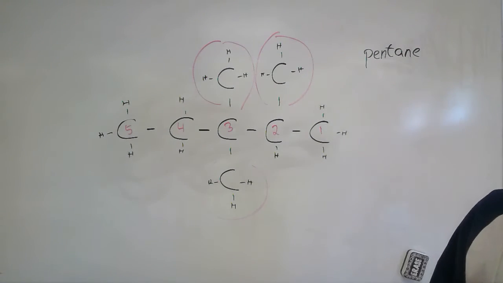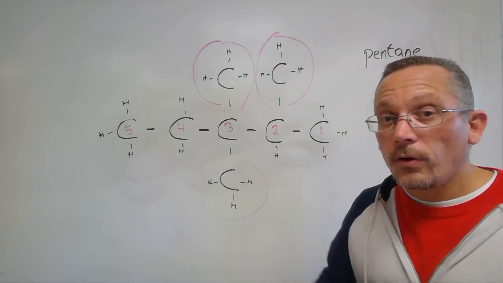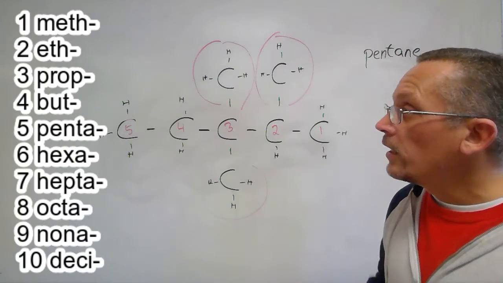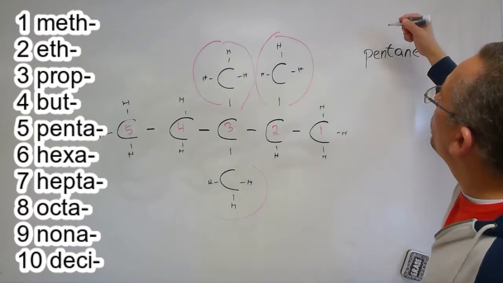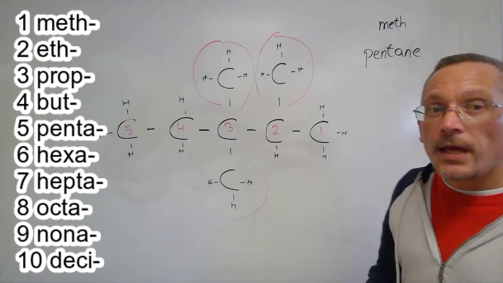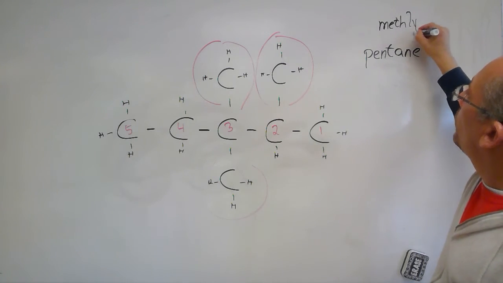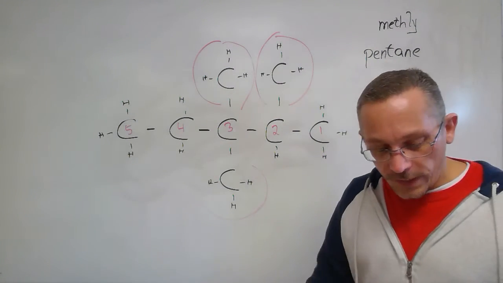Okay. Now you will notice that all 3 of these branches have one carbon atom in them, right? So they are all meth. And since they're branches, I'm going to end that with the suffix -yl. They're all methyl branches.